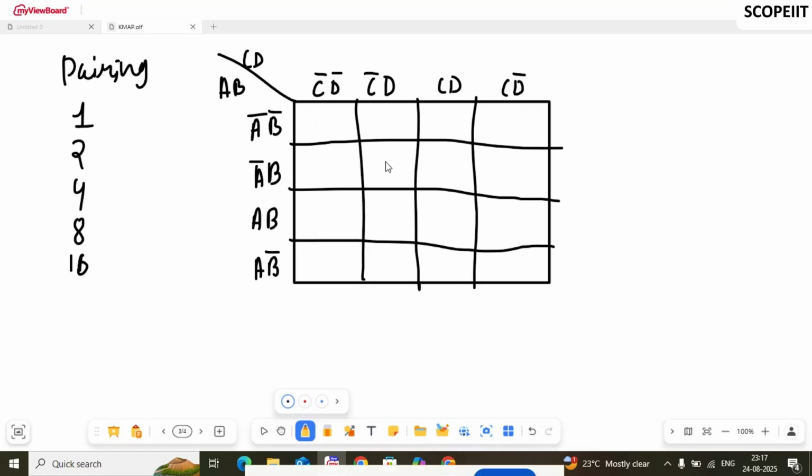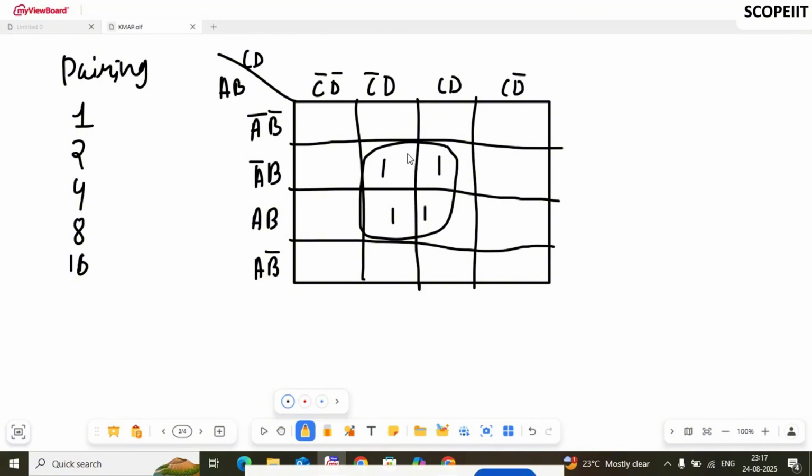Okay, so suppose you have one here, one here, one here, one here. Then what you can do is make a pairing of these four, a group of 4. And now, as we can make the pairing of 4, how to write the equation?